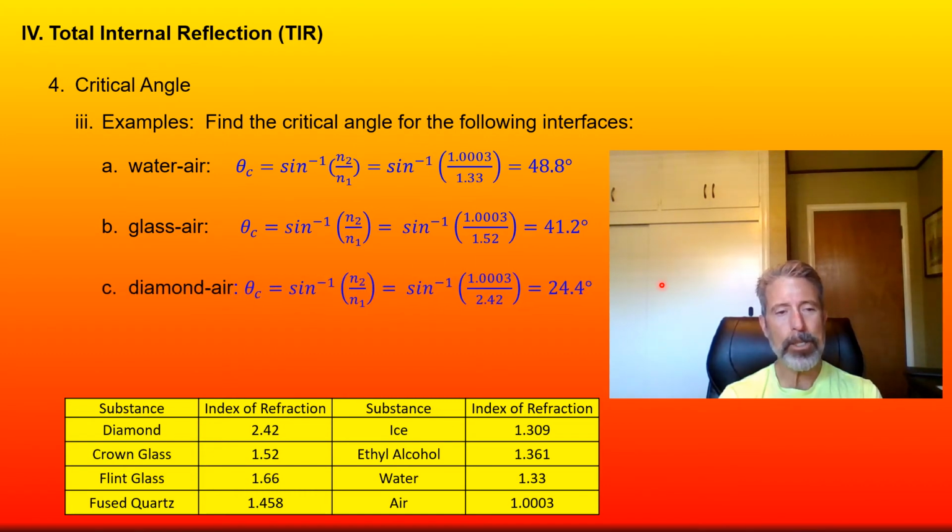And finally, we'll take a look at diamond and air. And you'll see here that because diamond has this very large index of refraction, when you have a light ray that is traveling from diamond into air, it gives you a very small critical angle. And this is very important, as we'll see in our last topic today, when we talk about dispersion, a phenomenon of refraction as well, and see why people are willing to pay so much money for diamonds. All right, so in the next slide, let's take a look at a demo to see total internal reflection happen in real time.